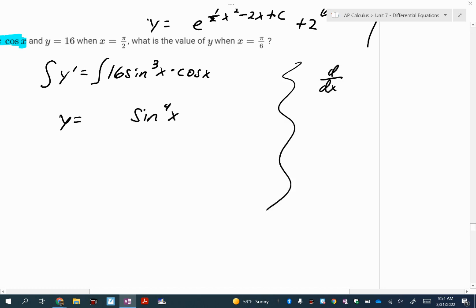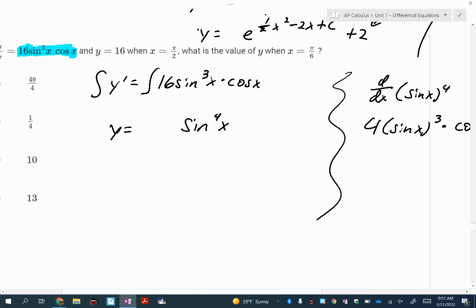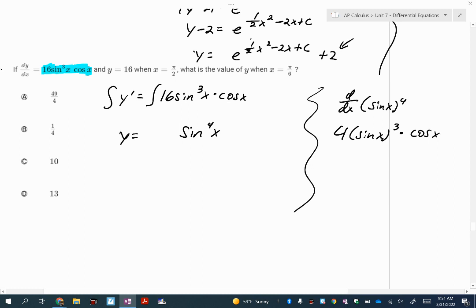So d/dx of sine of x to the 4th power is going to be 4 times sine of x cubed times the cosine of x. Okay, so when you look at this, I have almost everything there, but I don't have 4, I have 16. So to do the antiderivative, I just need to put another 4 here, so that when I take that 4 and move it to the front, when I take the derivative, it multiplies by the 4 already there.